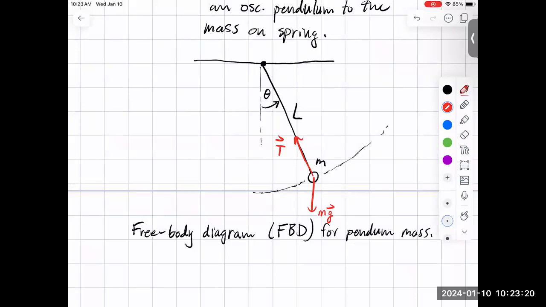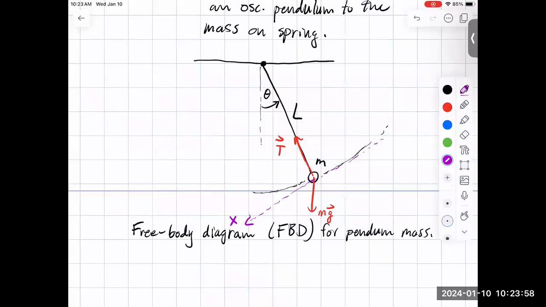And so now what we have to do is make a choice for the coordinate system. There's no right or wrong choice. There are maybe choices that are more convenient than others, but as long as you pick one and stick to it, you should be successful. I'm going to choose my coordinate system so that the x-axis is tangent to the circular motion that our little pendulum is following.